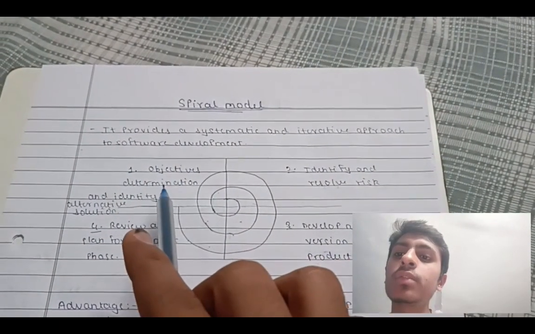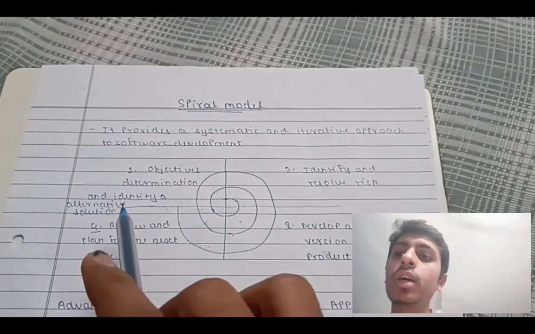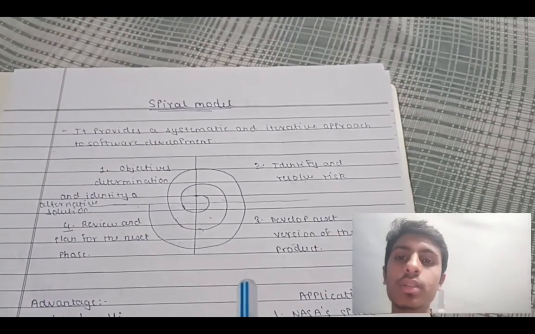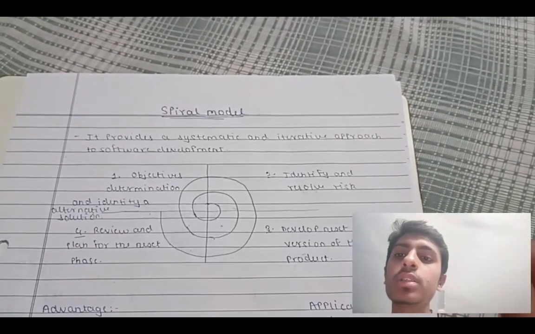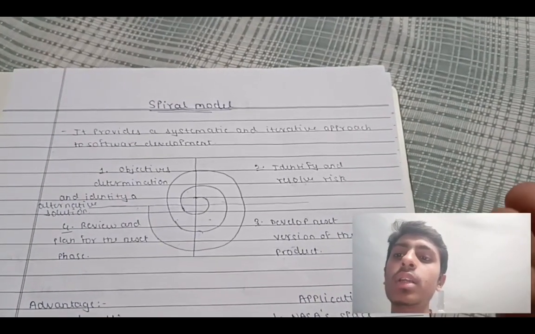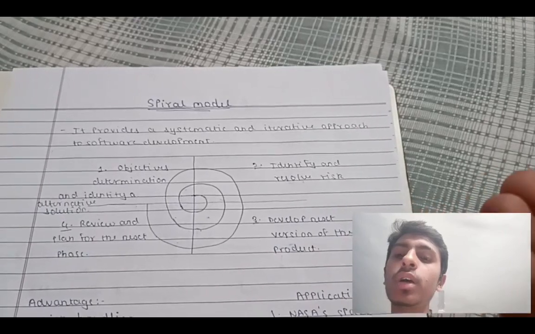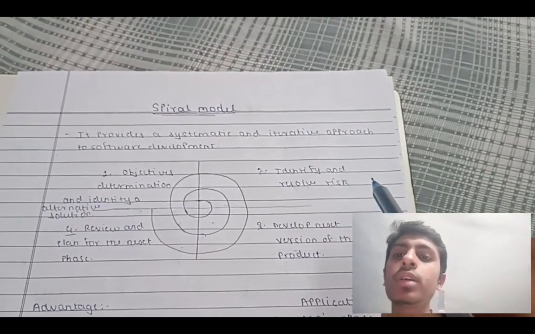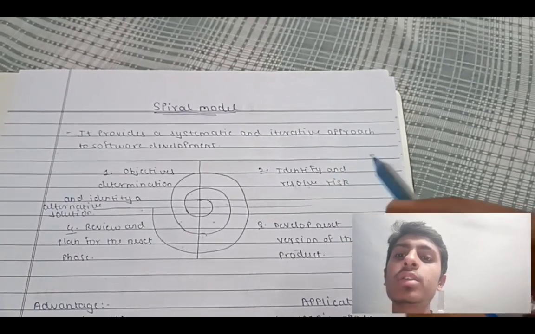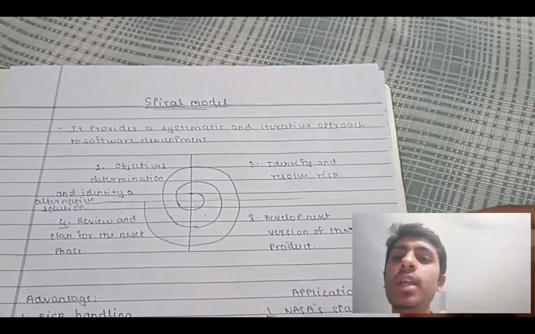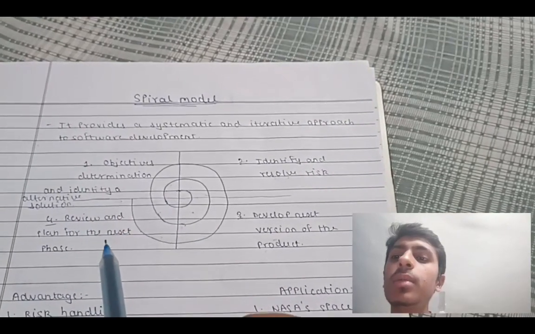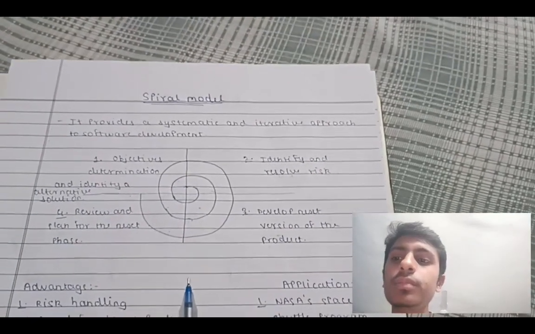First is objectives determination and identifying alternative solutions, in which we take the clients' changing requirements and identify the solution to that. Second, we identify and resolve the risks. Third is to develop the next version of the product, and fourth, review and plan for the next phase.